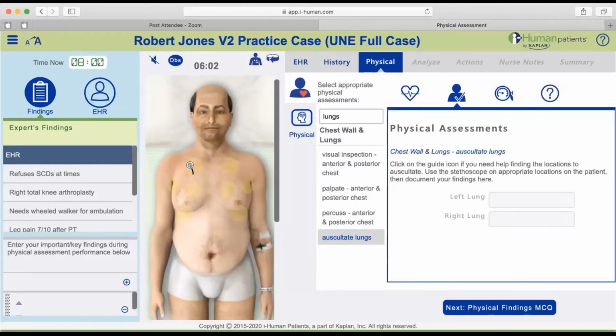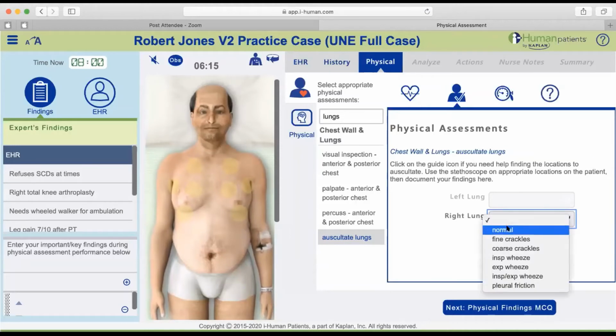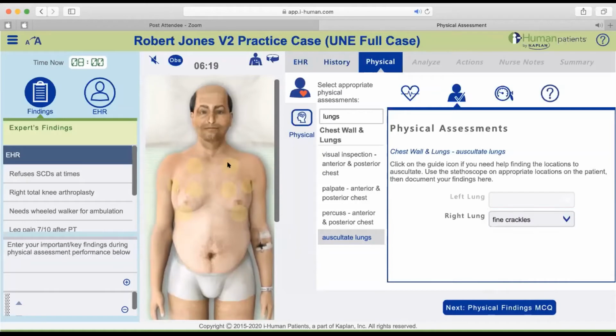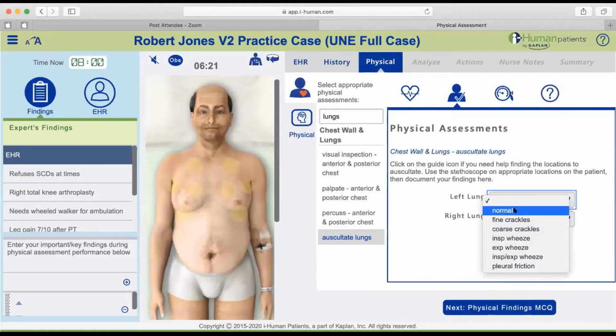And so if I'm listening here, I'd like to leave my stethoscope there, right, for listening to both an inhale and an exhale. And once I listen, I can select my key findings, whether it was normal or crackles. We'll just put crackles here. And again, I can listen to the left, and perhaps that's normal. Okay.